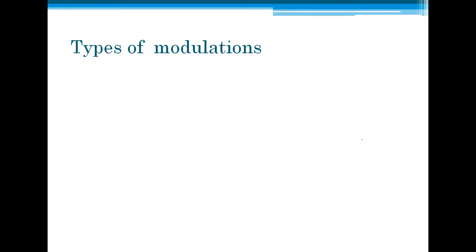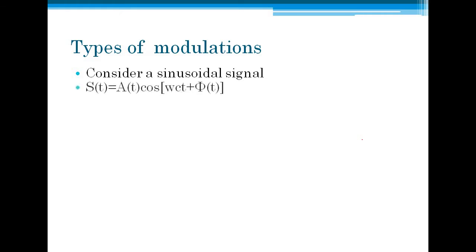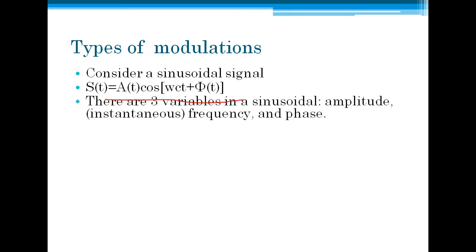Now what are the different types of modulation? As per the definition, we are changing a feature of the carrier using the modulating signal. A sinusoidal signal is generally represented by s(t) = A(t) cos(ωct + φ(t)), where A(t) represents the amplitude, ωct represents the frequency, and φ(t) represents the phase. If you vary any one of these three parameters, it defines the name of the modulation technique.